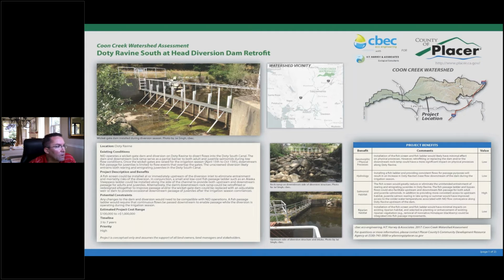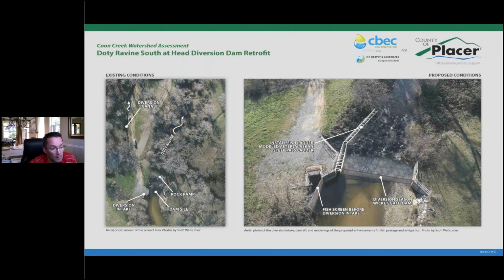There is another NID diversion that we're interested in working with them on in the long term. This is off of Doty. We would like to see this one ultimately removed or fixed. It's a little bit longer term, and it's a priority over Hemp Hill. But for this one, we've actually come up with a side channel fish ladder fix, should that be the right solution for it.